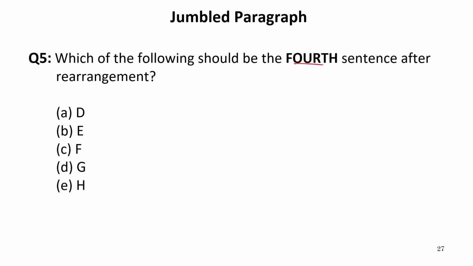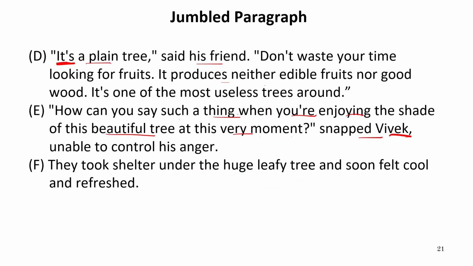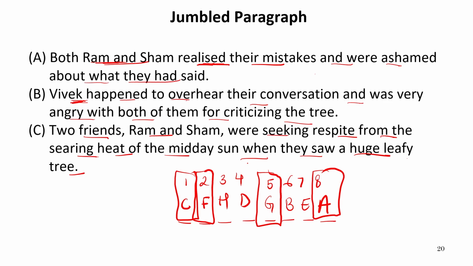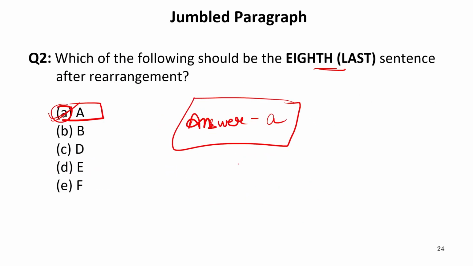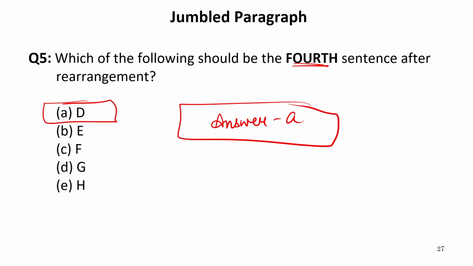We have been asked about the fourth sentence after rearrangement. So the fourth sentence is D. Let us see in which option this D is given. D is given in the A option. So our answer is A. So this will be the correct sequence of this passage.